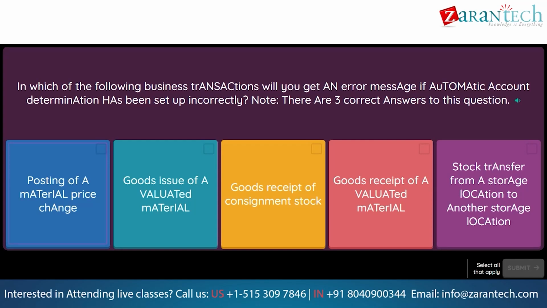Option 1 posting of a material price change. Option 2 goods issue of evaluated material. Option 3 goods receipt of consignment stock. Option 4 goods receipt of evaluated material. Option 5 stock transfer from a storage location to another storage location.